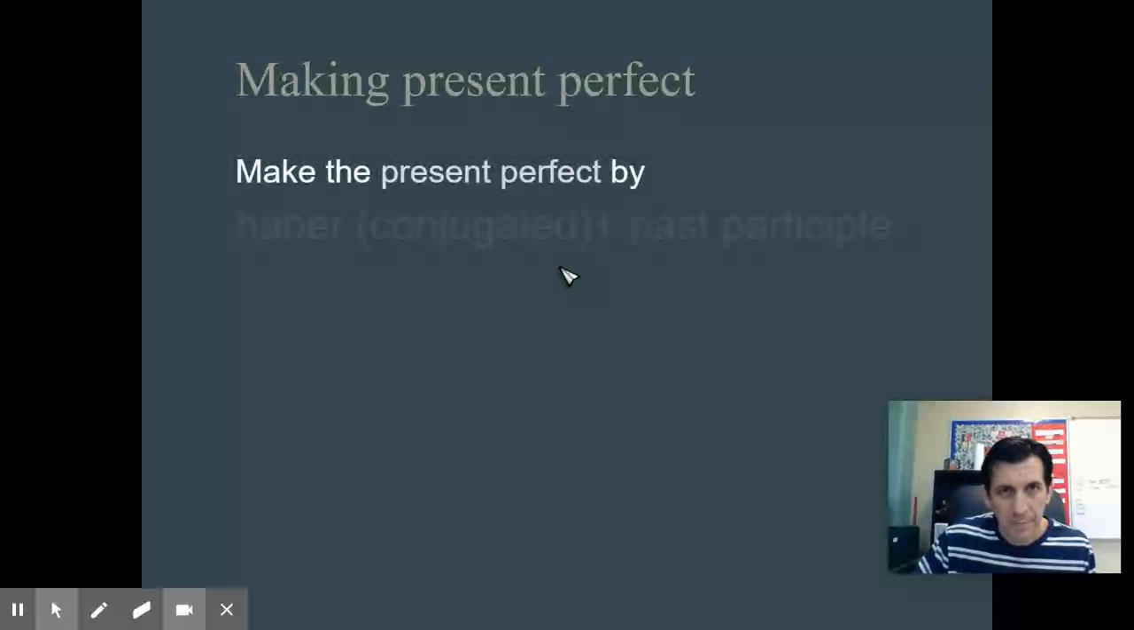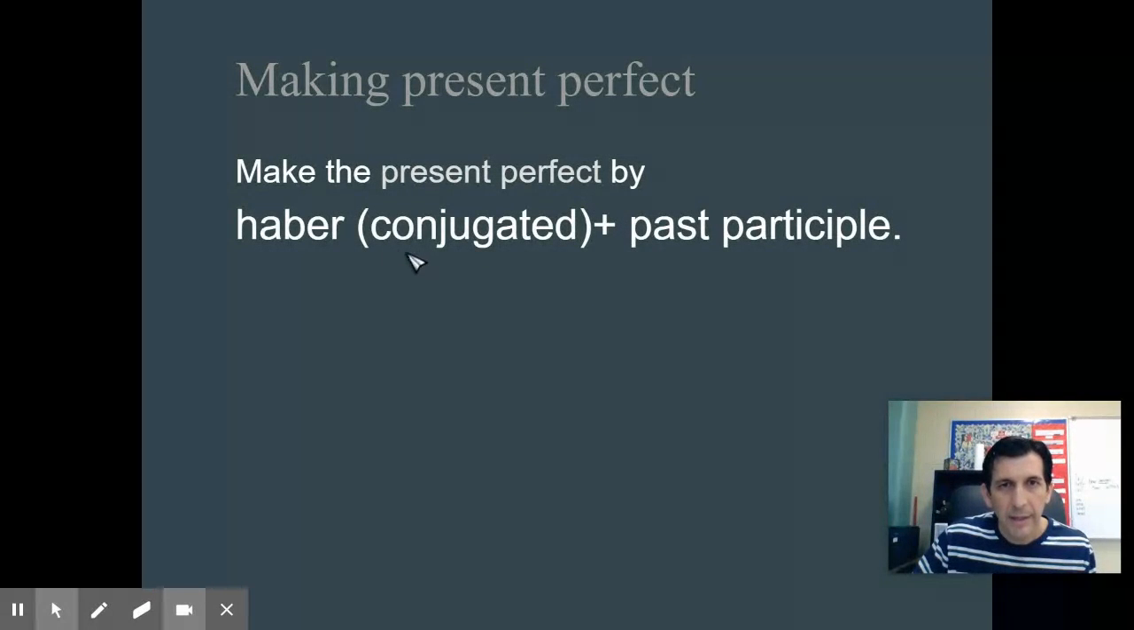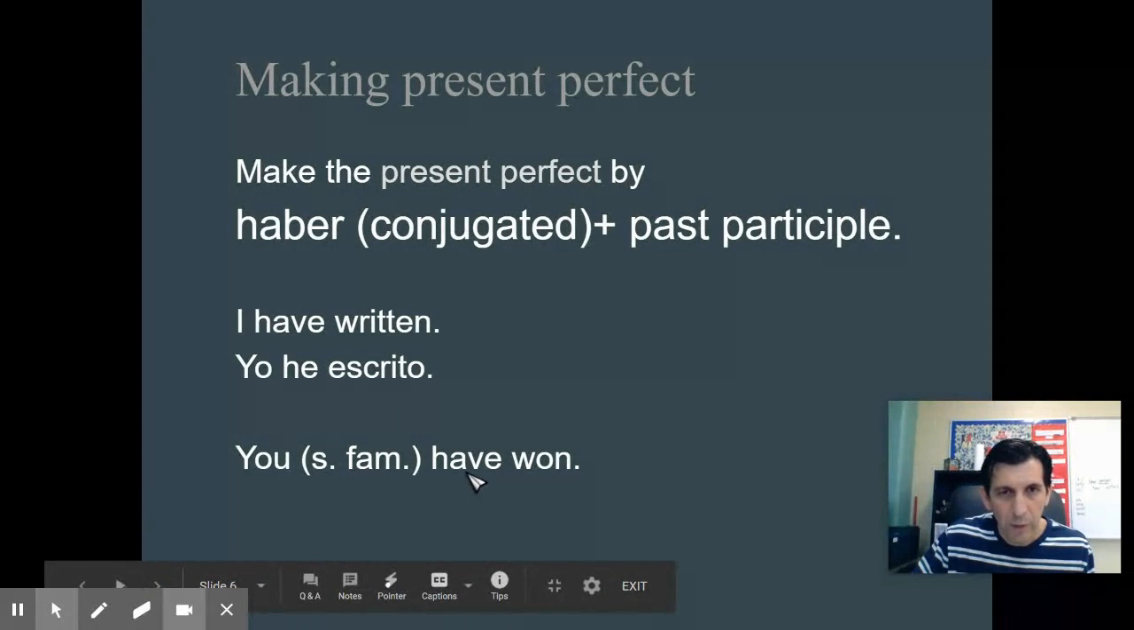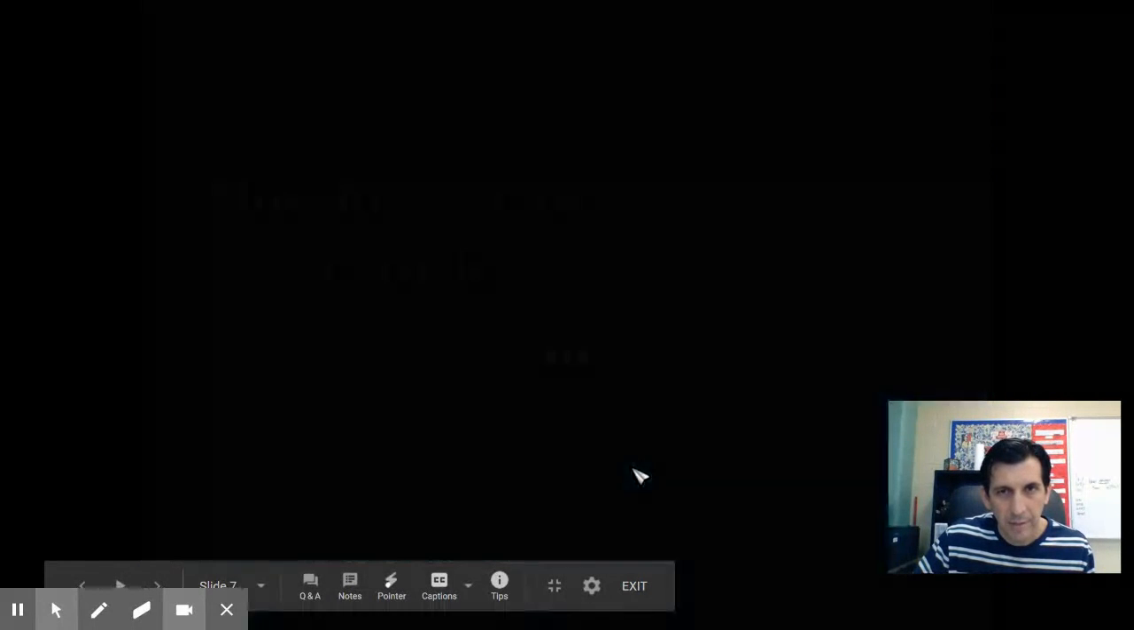Okay, so we make the present perfect by using this haber verb conjugated, and then we add the past participle. So if we want to say I have written, I would say yo he, and then escrito. So we're going to add this ending. Our infinitive is escribir, to write. Then we take off the IR and add ito for verbs that are IR or ER. You have won. Tú has ganado.